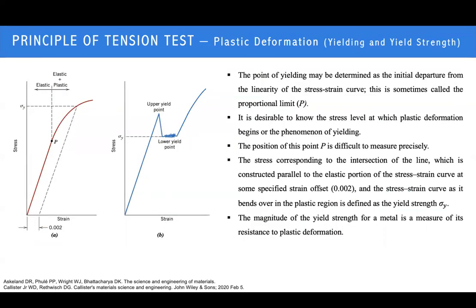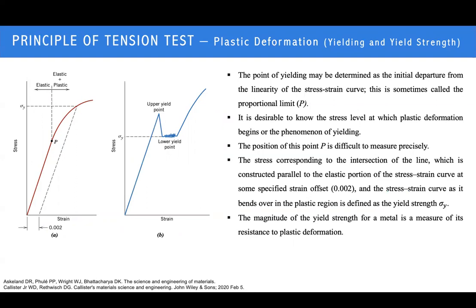After the elastic deformation, there is the elastic limit point. After the elastic limit, there will be plastic deformation. In this region, the first thing we need to know about is yielding and the yield strength. The point of yielding is very important. This is the initial departure from the linearity of stress and strain, the initial departure from the elastic behavior. So after the elastic limit, there will be yielding.